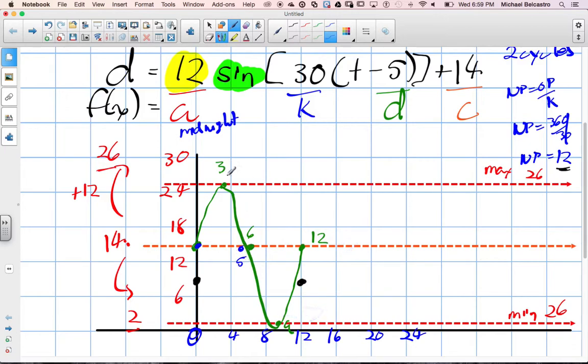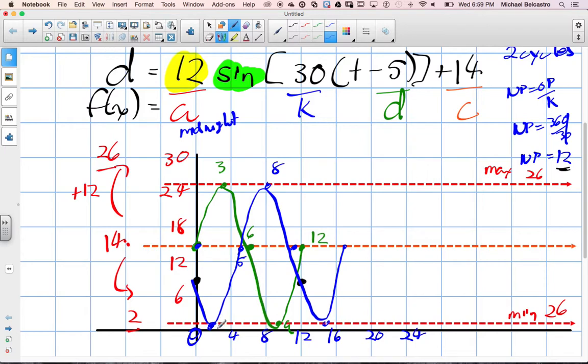3 is now at the number 8. And you can just shift everything that way. 6 is now at 11. 9 is at 14. And 12 is at 17. And then from there, you can go backwards and forwards again. And that's how they would have gone back and then come back up to here.